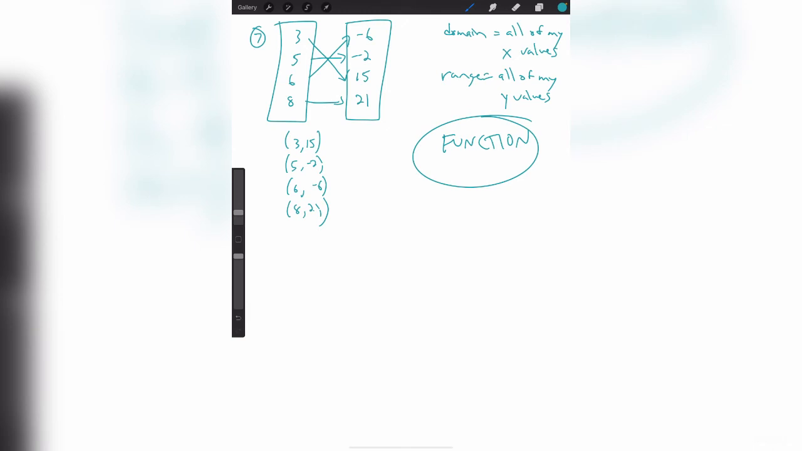If any of these x values over here were repeated, it would not be a function. So it's important to write them out. I like writing out the ordered pairs just to double check, just to make sure I'm not doing something silly. The last one we're going to look at is number 8.